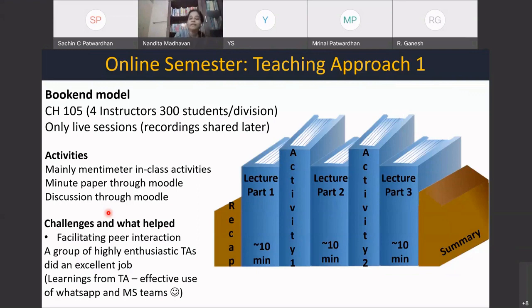So beyond that point, my interaction started being focused on the TAs. They would message me, students are having this doubt, and they would then take it to the class. So my interaction was with the TAs and the TAs with the students, and the TAs were actually doing a very good job of initiating the peer interaction.